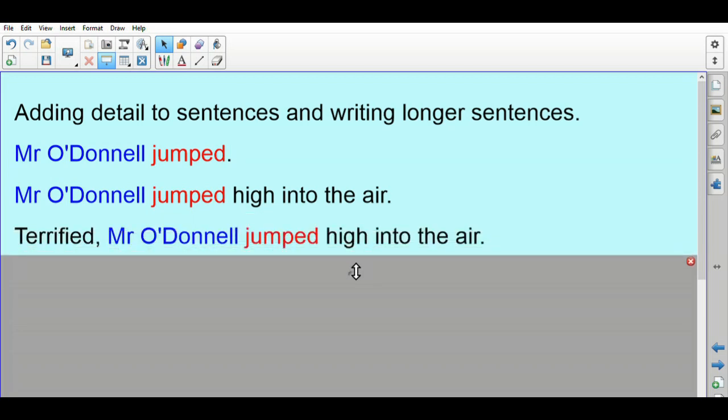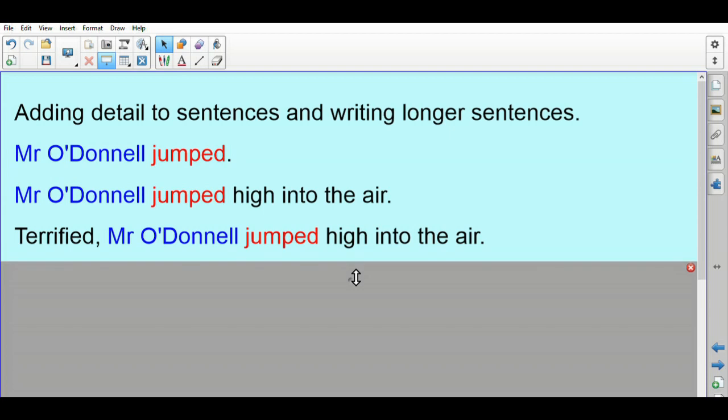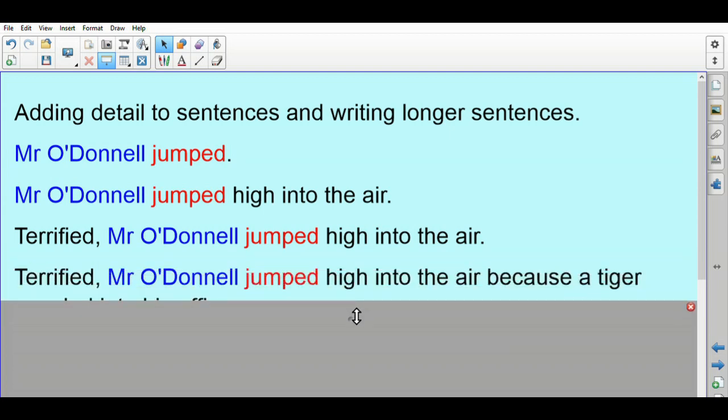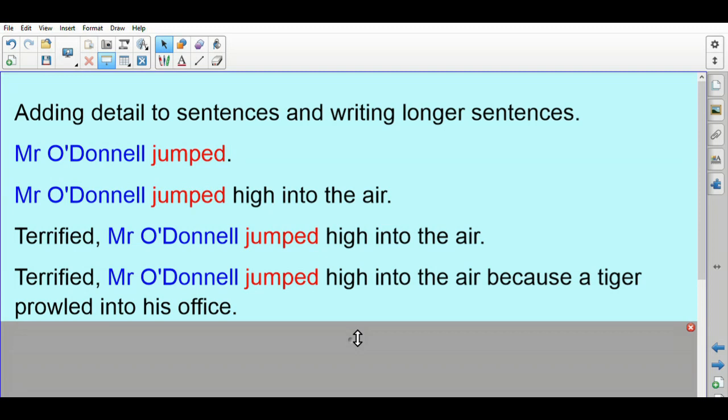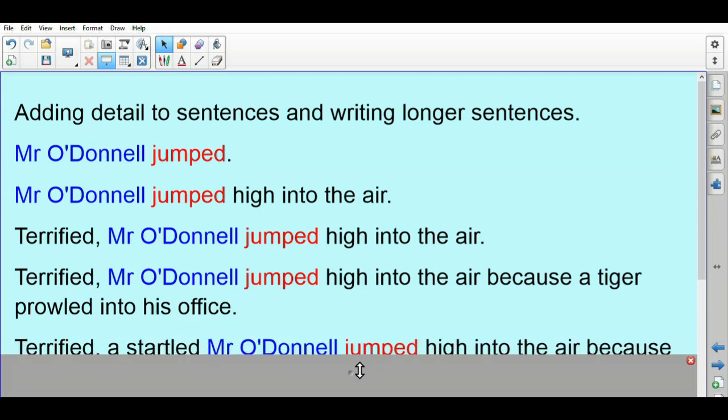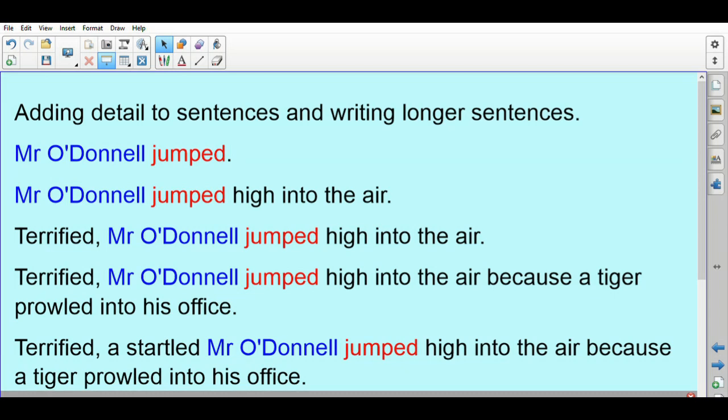Terrified, Mr. O'Donnell jumped high into the air. So something has frightened Mr. O'Donnell and made him jump high into the air. Okay, let's see. I wonder what it was. Terrified, Mr. O'Donnell jumped high into the air because a tiger prowled into his office. So you can see how the sentence builds up from the really basic Mr. O'Donnell jumped into this one, and then finally I'm going to have a bit more detail here.